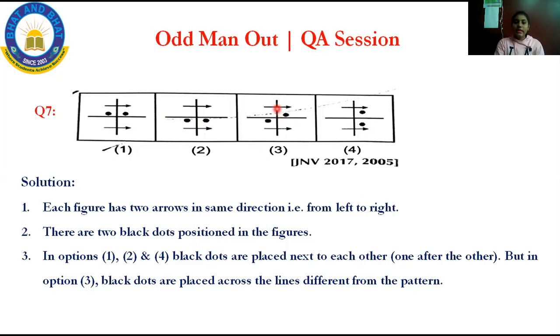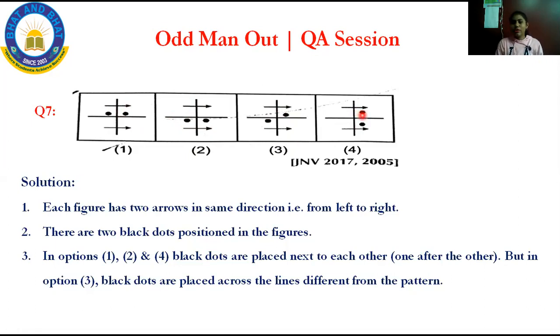I'll repeat once. See, question number 7 is this one. Here all the figures have two arrows and two dots. See, 1, 2, 1, 2, 1, 2, 1, 2. All four figures have two arrow marks and then two dots. Now what you have to observe is the position of the black dots. In figure 1, the black points are next to each other. In option 2, it is also next to each other. But in option 3, it is across. Option 4 is also next to each other.